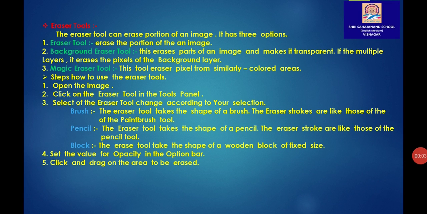Hello, this is Dharmishtha. Today we will discuss lesson number 8, Tools used in Photoshop CS3 Part 2. In this part we will learn new tools of Photoshop. The names are Eraser tool, Blur tool, Smudge tool, Dodge tool and Burn tool.